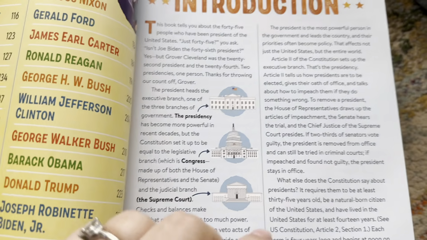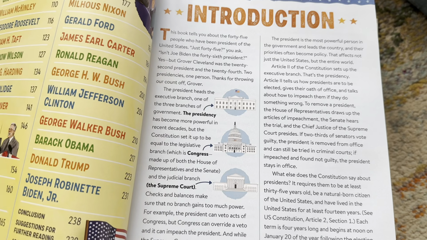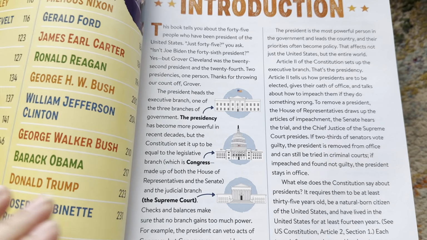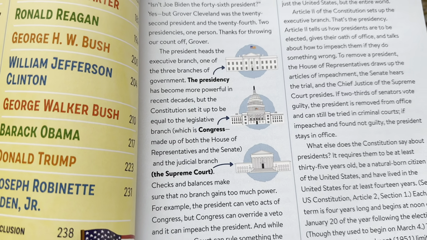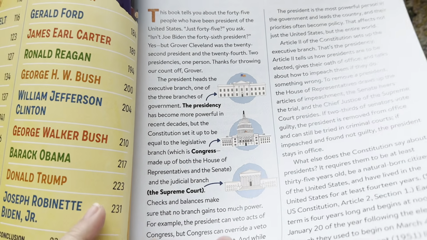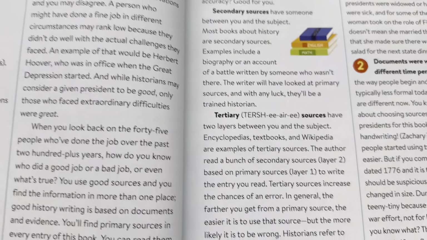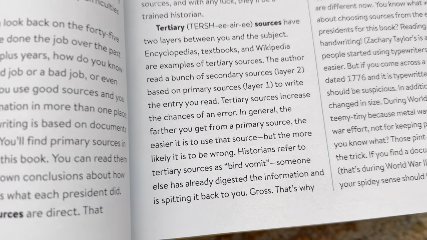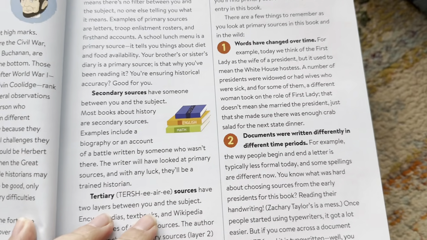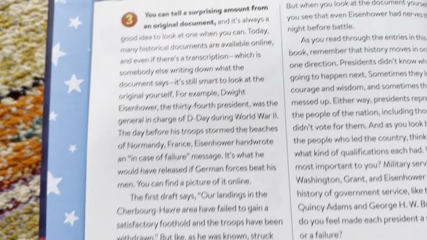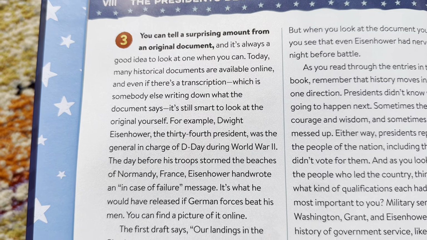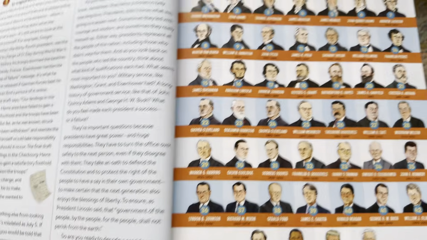But what I really like are the first couple pages, this introduction, before you actually get into each presidential biography. It breaks down the branches of government and the duties for each branch, the role of the president, the role of Congress, the role of the Supreme Court. But what I also like is it breaks down primary sources and secondary sources. It gives definitions for all that. So it's a really great overview of things, and of how to examine and interpret documents and the information that you can gain from looking at them.